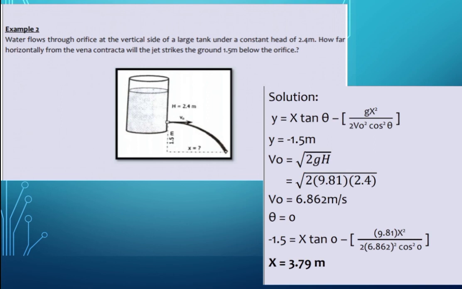Now let's proceed to find the x. We have negative 1.5 is equal to x tan 0 minus 9.81 times x squared over 2 times 6.862 squared cos squared 0. And the answer is 3.79 meters.